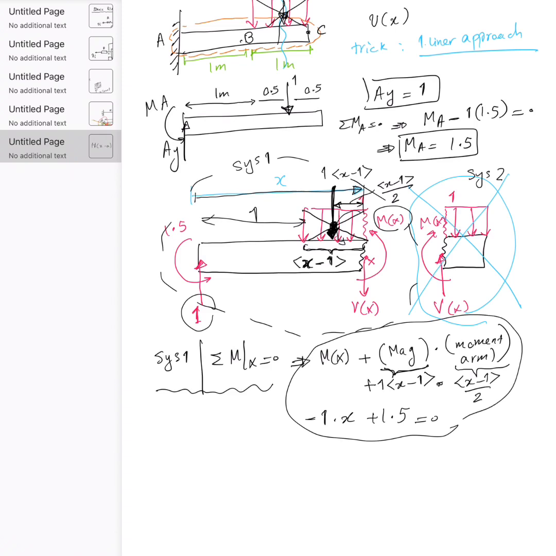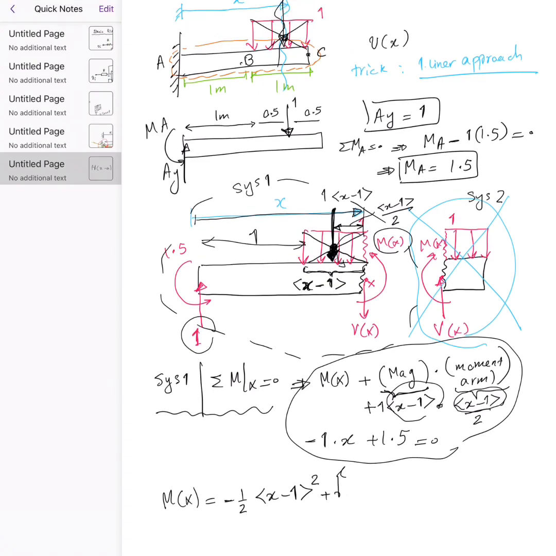So what is my moment relation? Solve this for Mx. Mx is equal to, take those stuff to the right, half of x minus 1 squared. You see Heaviside x minus 1 multiplied by Heaviside x minus 1, result is Heaviside x minus 1 squared, times half, and because it goes to the right, it becomes negative. And then you take the negative 1x to the right, then you get plus x.